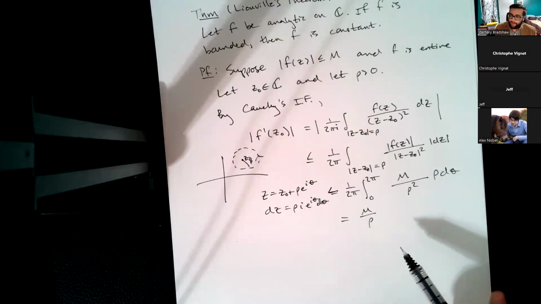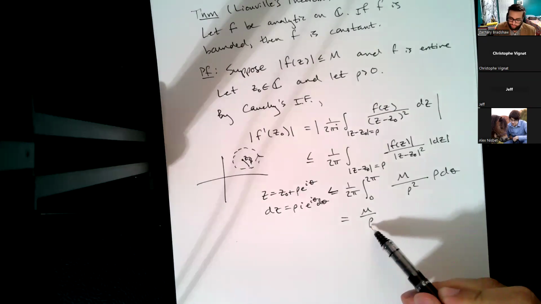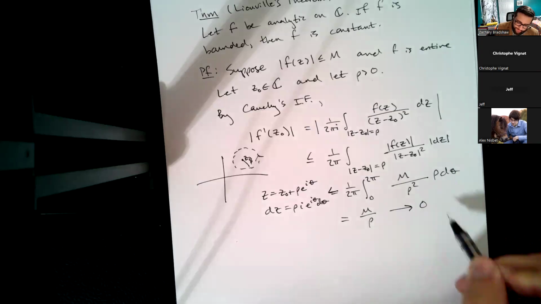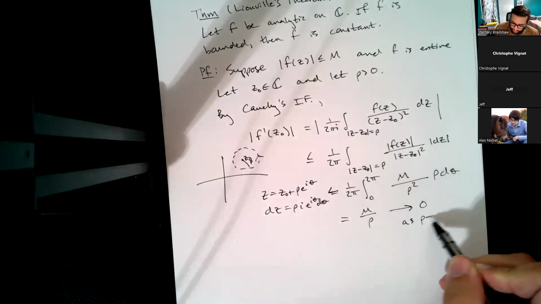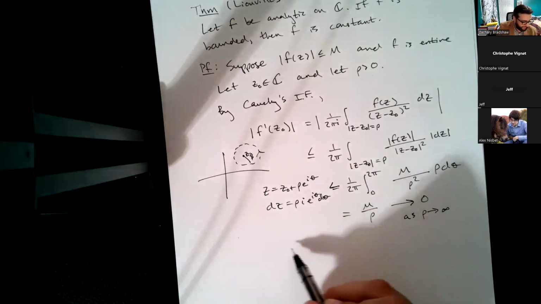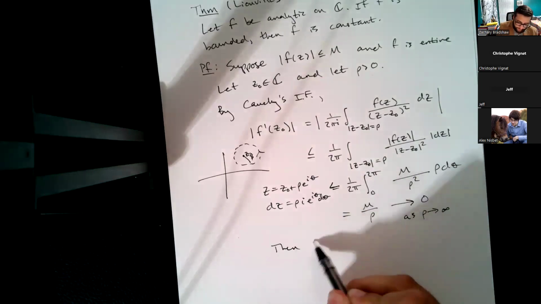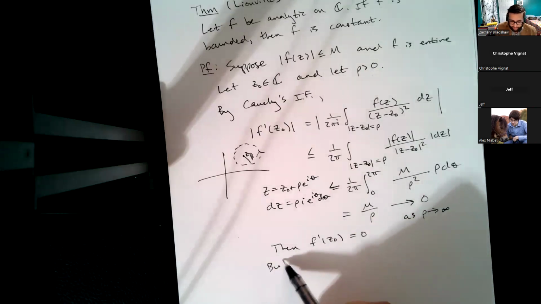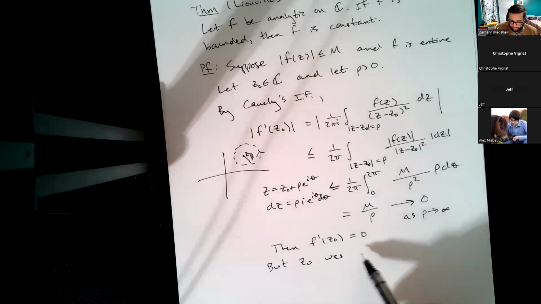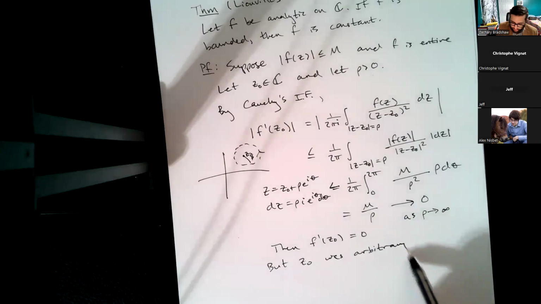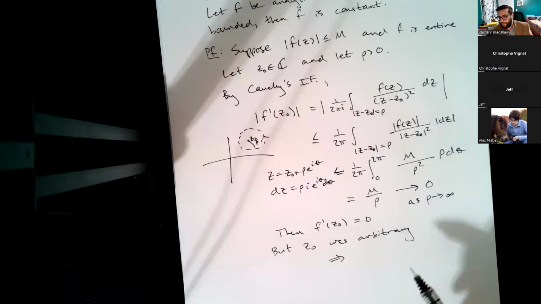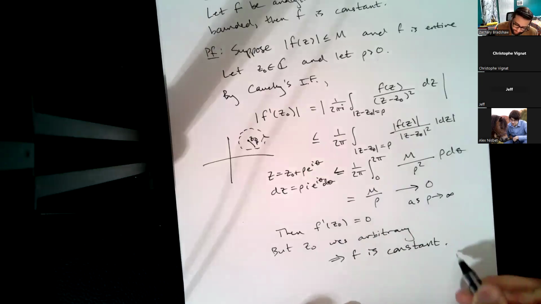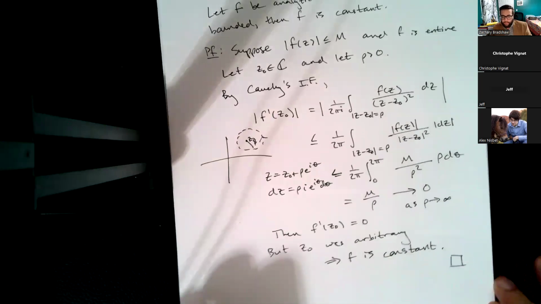But we've assumed that f is analytic on the entire complex plane, and so we can make this rho as large as we like without running into a singularity. So in fact, this will go to 0. And so that tells us that the derivative at z0 is 0, but z0 was arbitrary. And so that means the derivative is 0 everywhere, and so f is a constant. Okay.